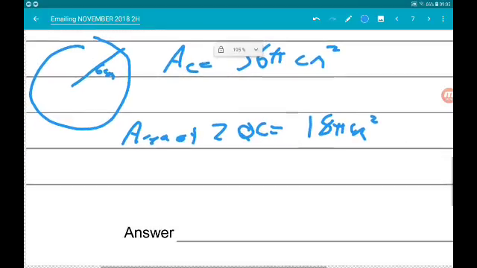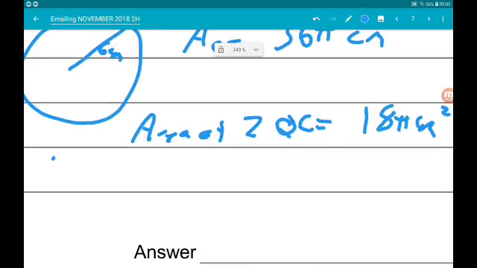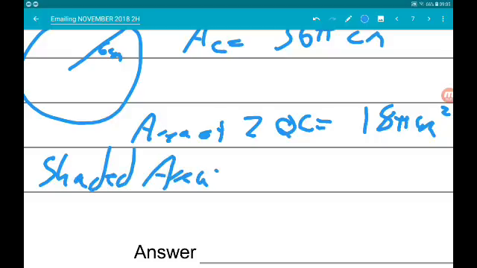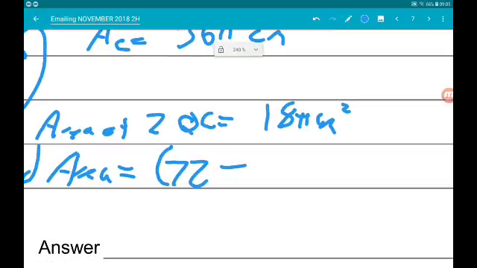So the shaded area is the rectangle, so 72 minus 18 pi centimeters squared. Now they haven't asked for it in decimal form, so I'm just going to leave it in terms of pi. You can turn it into a decimal if you wish, but it's more work, why bother?